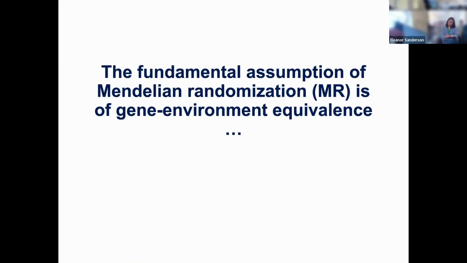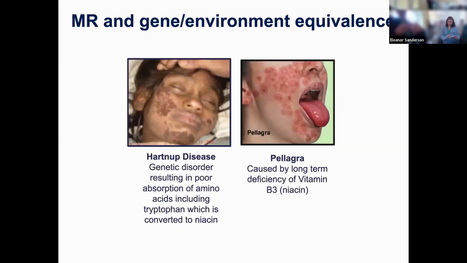But the fundamental assumption of Mendelian randomization is that the genetic variable and the environmental factor you want to modify are equivalent. Now, again, there are hundreds of examples from monogenic disorders which demonstrate that level of equivalence. This is one: a disease called pellagra, which we now know is caused by long-term deficiency of vitamin B3, niacin, and there's a condition known as Hartnup disease, which is a genetic disorder in the uptake of tryptophan, which is converted to niacin. And they produce the same condition.